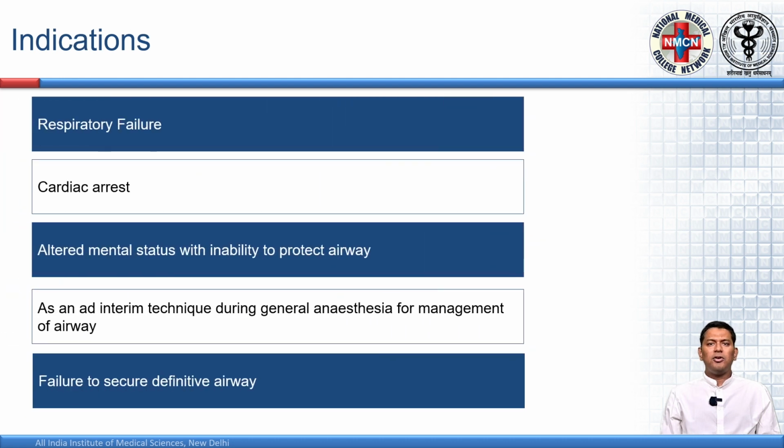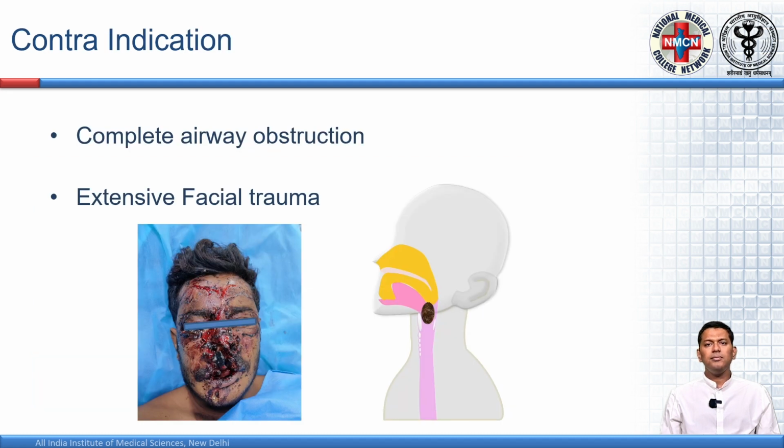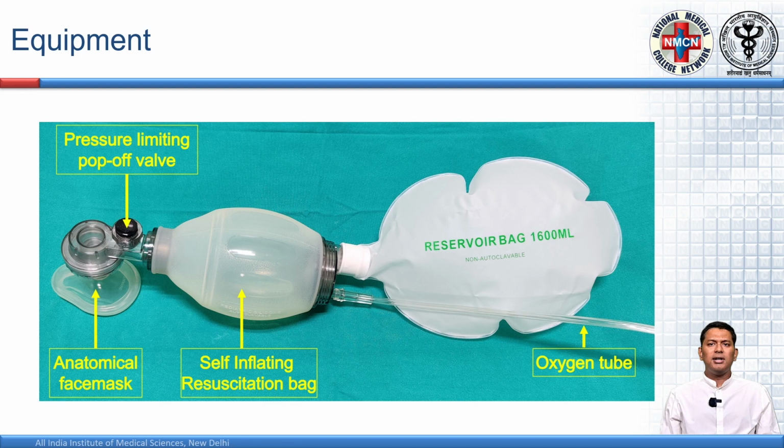BMV is required in the following situations: patients with respiratory failure, cardiac arrest, and altered mental status with inability to protect the airway. It is also used as an ad interim technique in management of airway in patients undergoing surgery under general anesthesia. It is the go-to technique when there is failure to secure the definitive airway. Contraindications for bag mask ventilation include complete airway obstruction and extensive facial trauma.